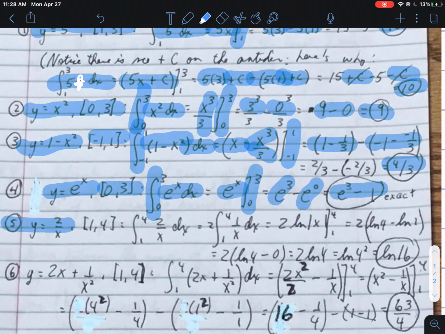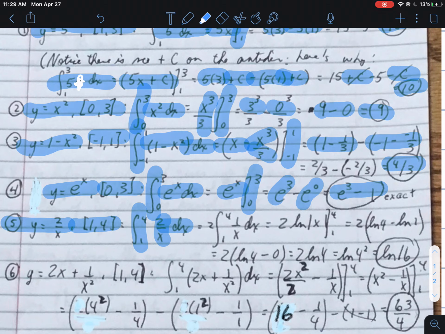Number 5, I've got y equals 2 over x as my curve, and we want the area under that curve on the interval from 1 to 4. So here's our integral from 1 to 4 of our function 2 over x dx. And I rewrote this one just to remind you about that constant rule for integrals, that I could rewrite 2 over x as 2 times 1 over x, and then you can always pull that constant factor out of the integral if you wish. That was the constant multiple rule that we had for integrals. So I rewrote this one as 2 times the integral from 1 to 4 of 1 over x.